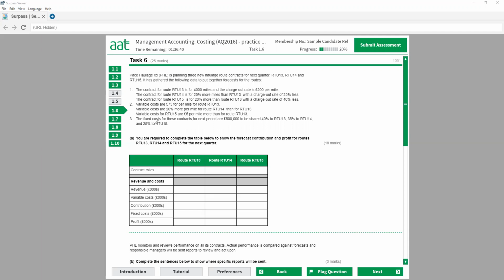The fixed cost for this contract is 500,000 total, and it will be shared 40% to R13, 35% to R14, and 25% to R15. All right, so let's start with the first one. The first one, they said R13 and 4,000 miles.